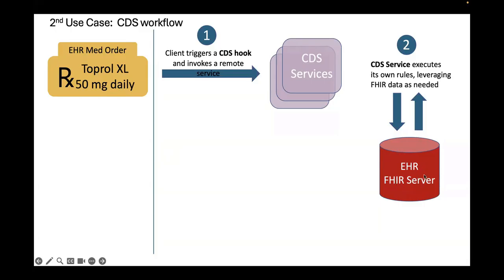Now, here's what's really interesting: this other FHIR server could be a pathology server, a genetics server, or an HIE, a Health Information Exchange, at the state level, for example, CRISPR in the state of Maryland.